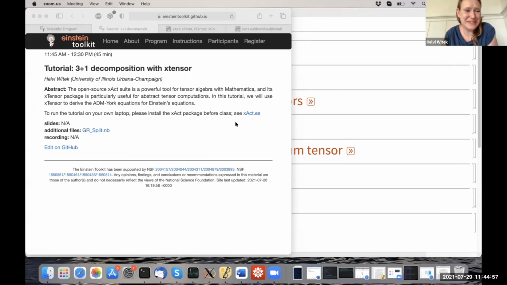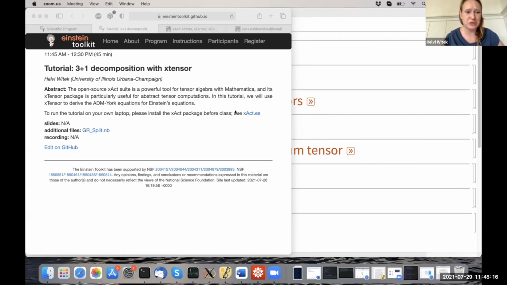And this is actually something that came out of the discussion that we had on Monday after the school. So some of you asked if you could have an overview or a tutorial on how we could perform the space-time decomposition of Einstein's equations using xTensor.